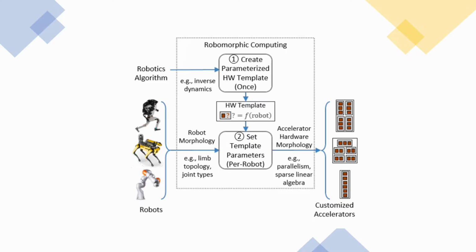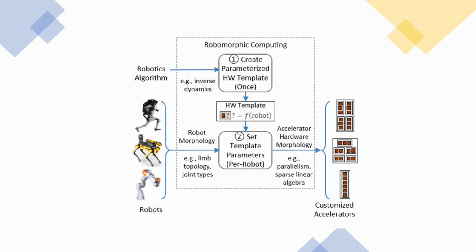From the picture we can see how robomorphic computing works. Initially it creates a parameterized hardware template, and then by following the template it sets the template parameters for each robot, let's say. And then in the algorithm they introduce inverse dynamics, which we're going to discuss.